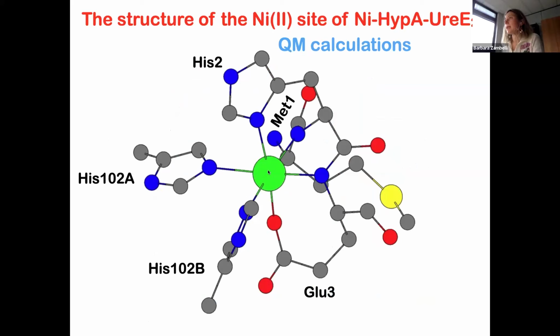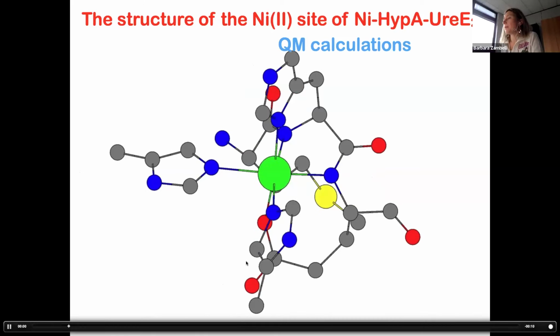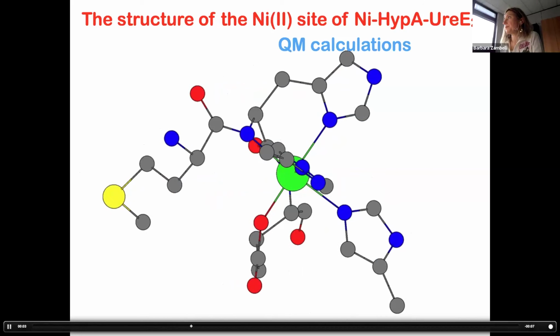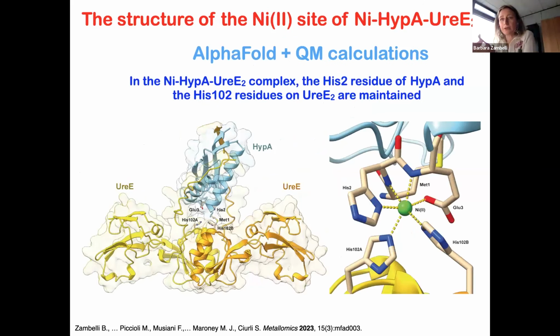The nickel is bound to the histidine 2 side chain, the glutamate 3 side chain, 2 nitrogens of the backbone of HypA, and the histidine 102 in urease. From this, we could derive, using quantum mechanical calculation, the complex of urease and HypA. So HypA interacts with the region of urease that binds nickel. And this is the active site that is formed.